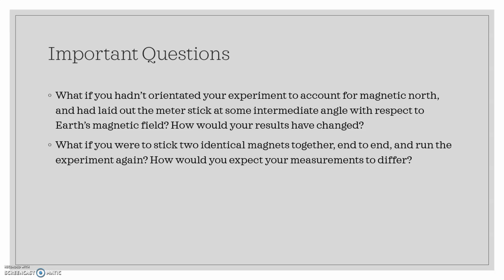And then if we were to stick two identical magnets together and run the experiments again, how would our data change? The way in which the magnetic field flows, and how that would look if you were to model it computationally, would look the same. It would just have a magnitude that's twice as large.